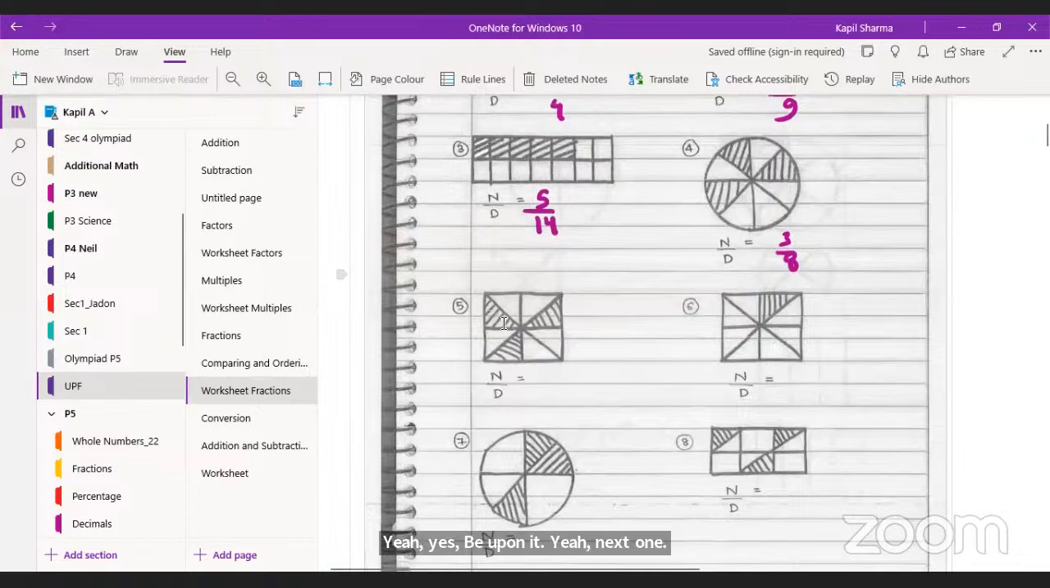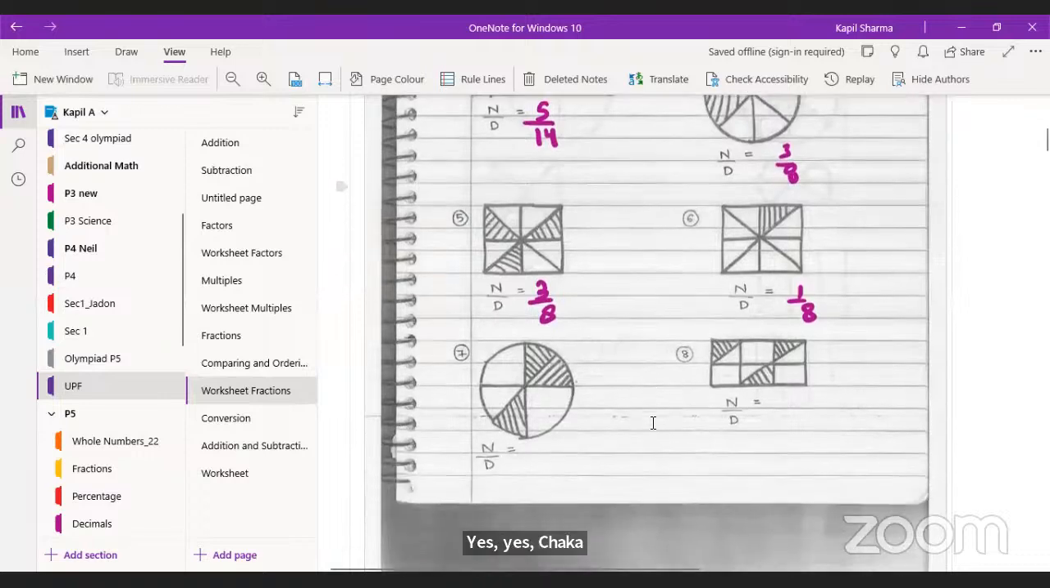Fifth one. 1, 2, 3, 4, 5, 6. Yeah, it's same. 3 over 8. Sixth one. Yes, Yashika, Swastik, Parth, fine. Next.